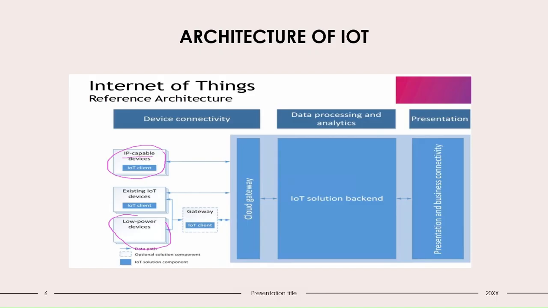Gateway layer. It acts as a bridge between the device and the cloud, sending data securely. Data processing layer. Cloud servers store, process, and analyze the data to extract useful information. Presentation layer. Displays the processed data to users through apps.